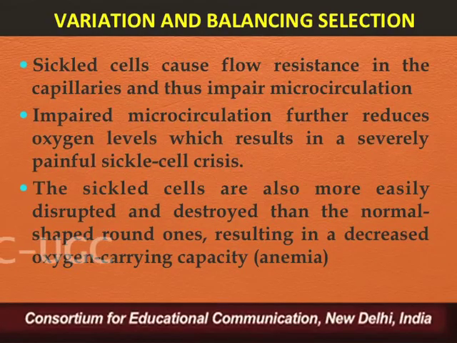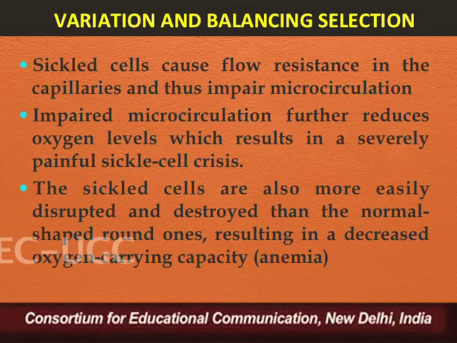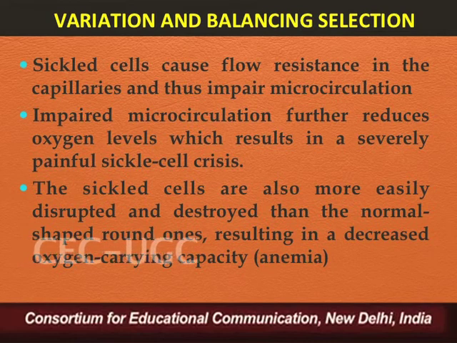Why do the individuals who have 2 copies die? Because sickle cells led to resistance in flow, and this impaired the microcirculation and blocked the capillaries. This impaired microcirculation further reduced the oxygen level, which resulted in severely painful sickle cell crisis, and the sickle cells got destroyed. The frequency of destruction was much more than for the normal round ones, and this led to a decrease in oxygen carrying capacity, which led to anemia, and the individual died.